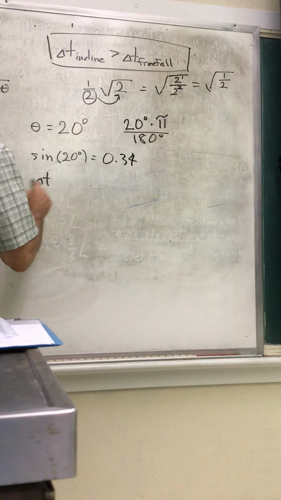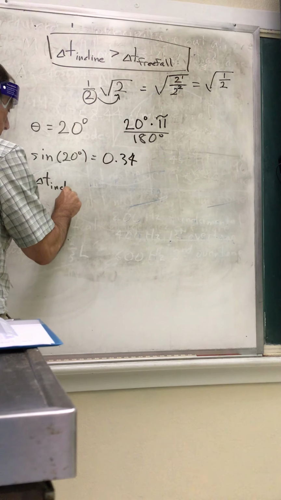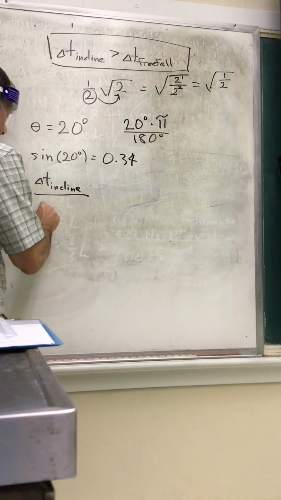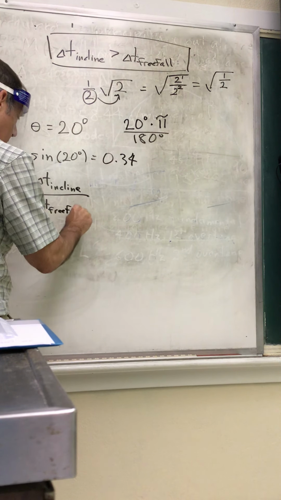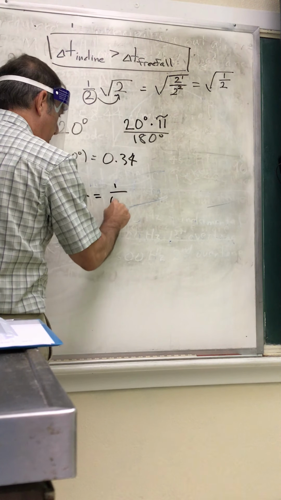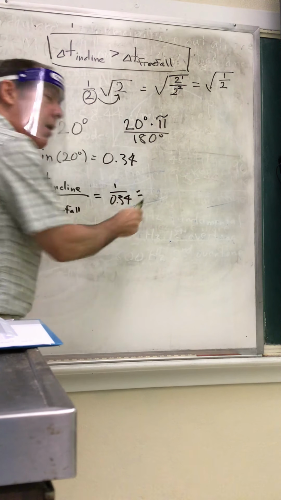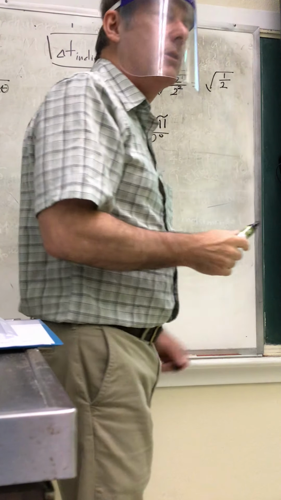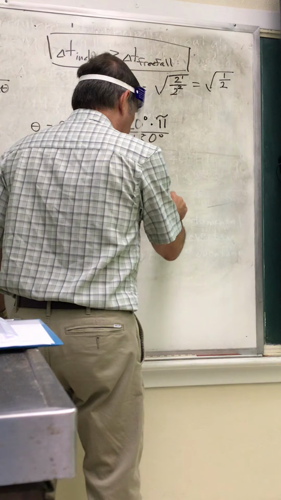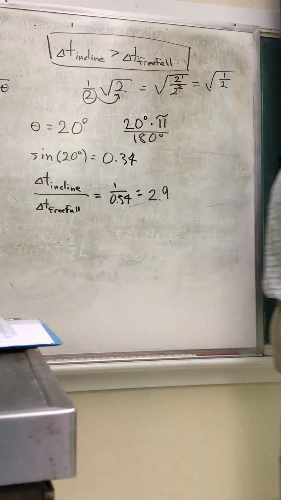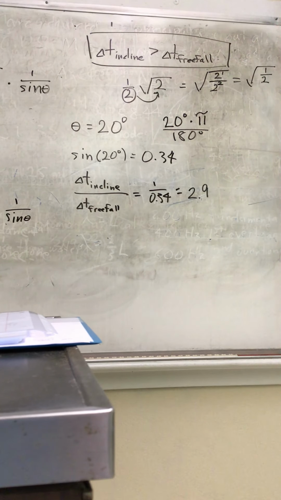So delta t incline over delta t free fall is 1 over 0.34, and this is what? It's about 3, isn't it? 2.9. About 2.9. So at 20 degrees, the free fall block falls about 3 times, just about, boom, boom, boom, before the incline block hits the bottom.